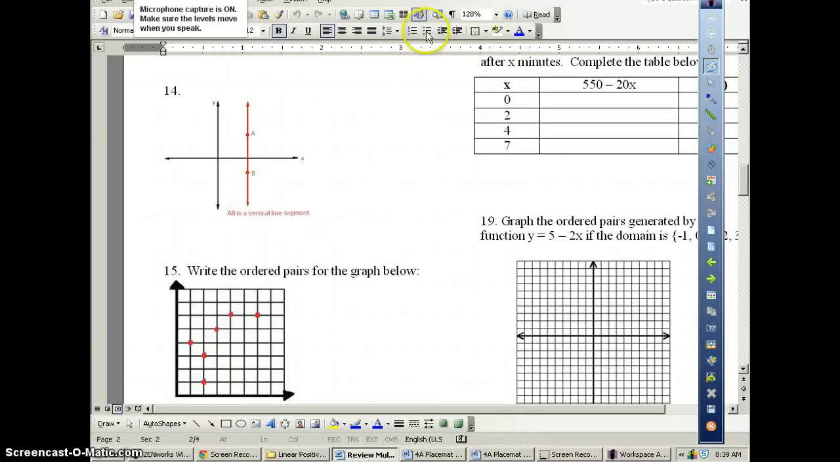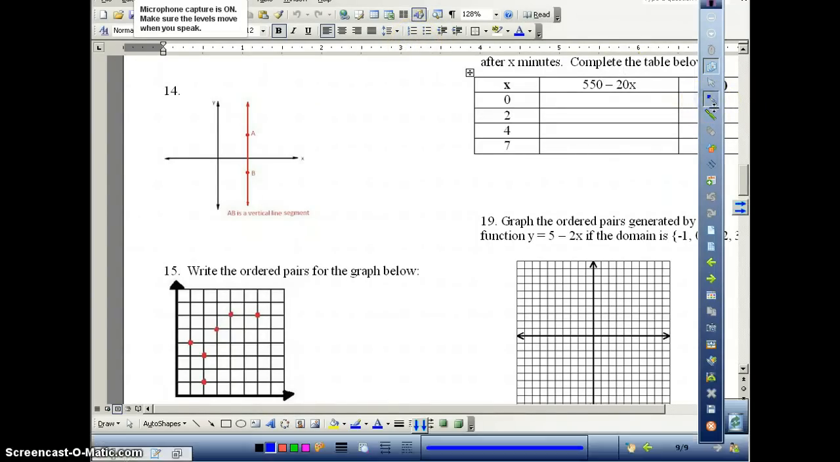14 is a vertical line. Is a vertical line a function? If I draw a vertical line on my vertical line, doesn't my vertical line cross the graph at all of these points? Yeah, it is not a function. Vertical lines are not functions. Think you can remember that for the test? Yes.